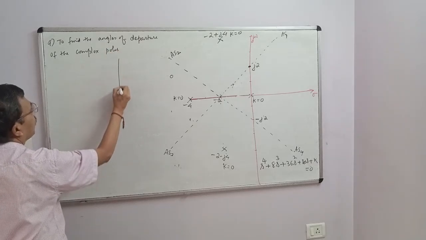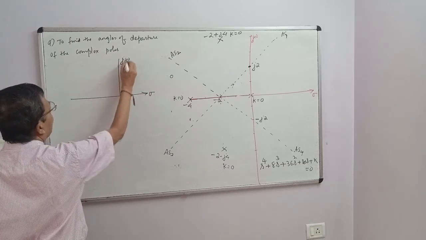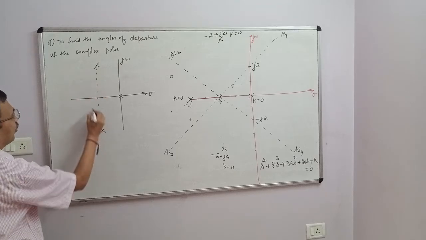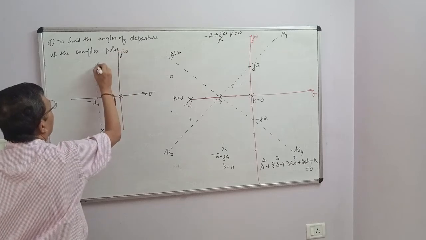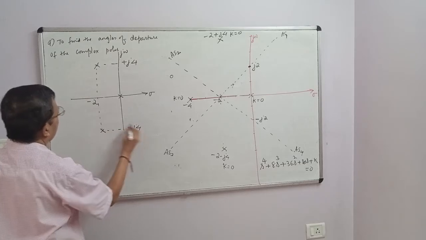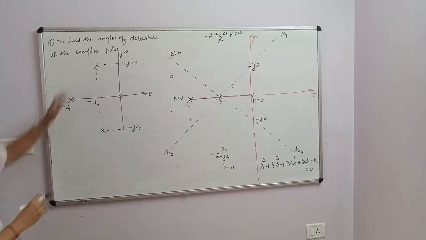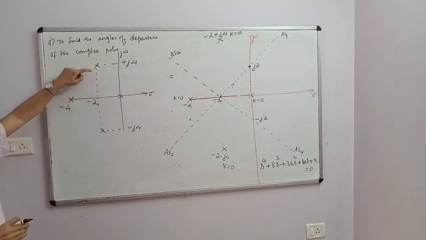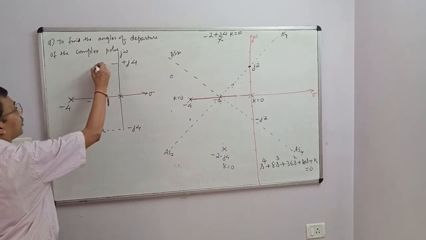Again I write the pole zero diagram. X-axis is sigma, y-axis is j omega. These are the two complex poles. These complex poles have got real part minus 2, imaginary parts plus j4 and minus j4. The last pole is at minus 4. We want to find the angle of departure of this complex pole. Therefore, to this complex pole, from other poles and zeros, we shall draw vectors.